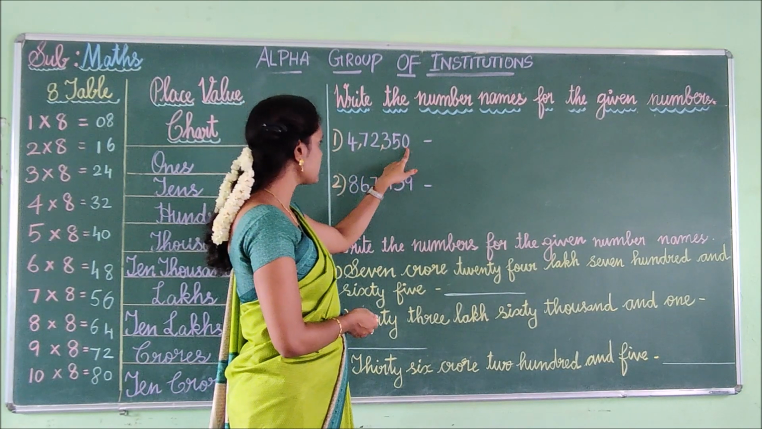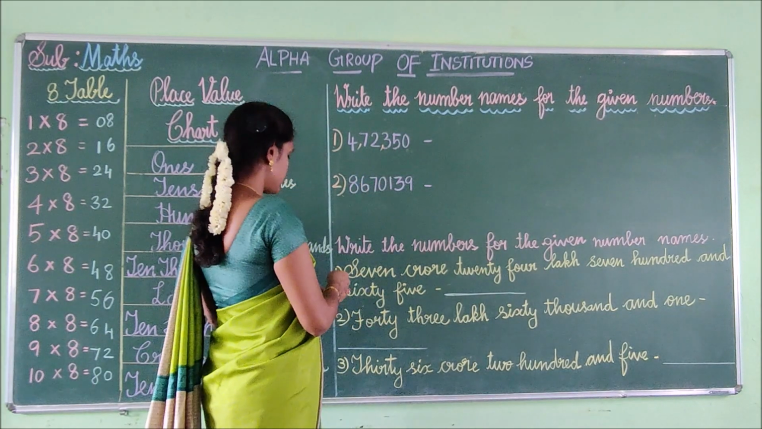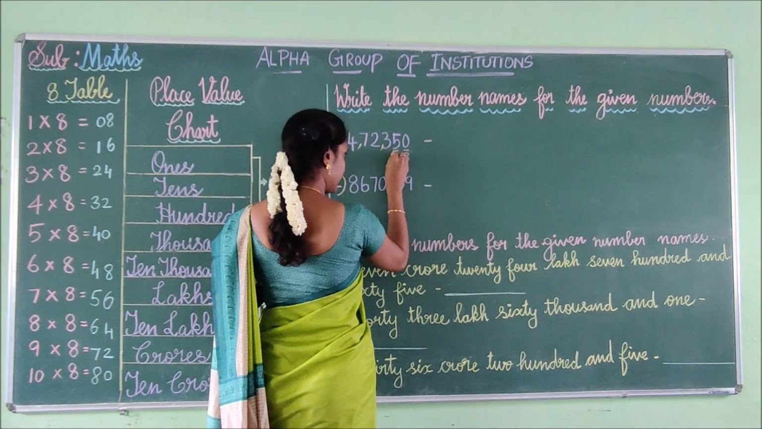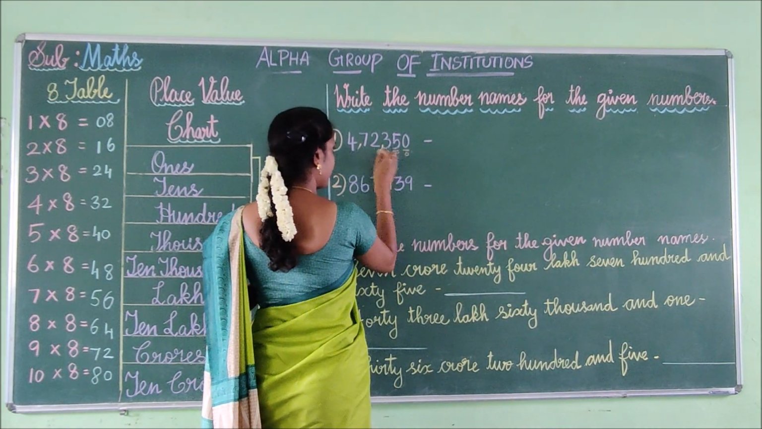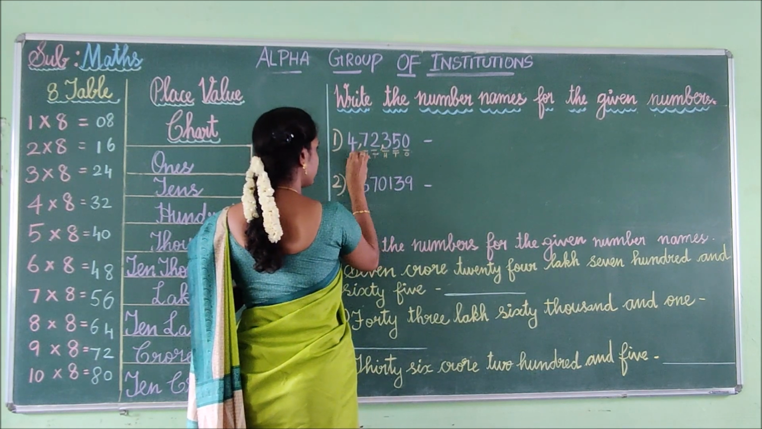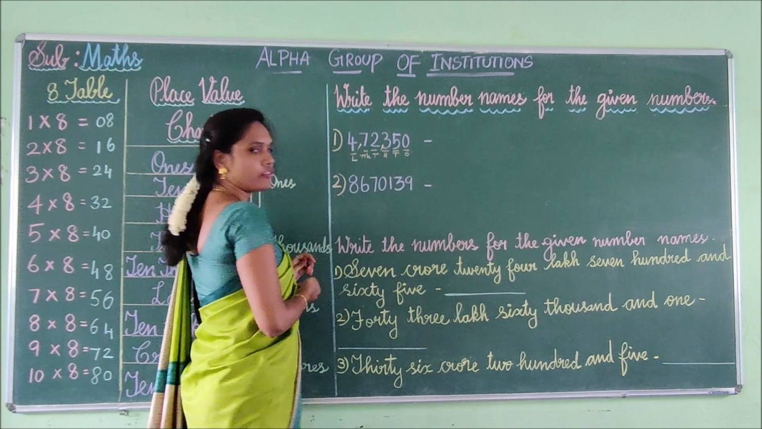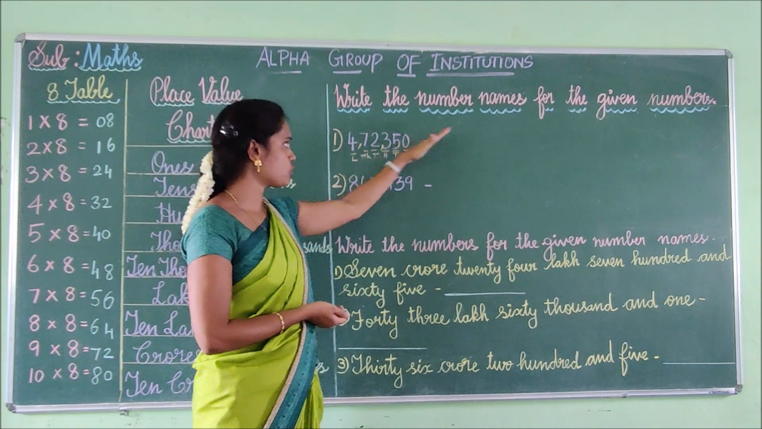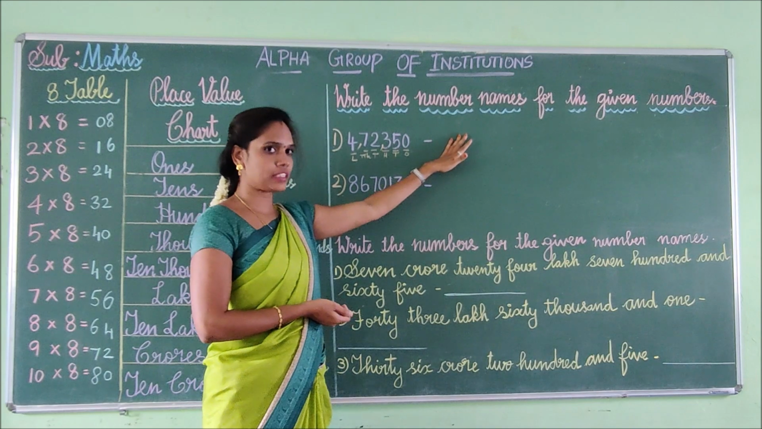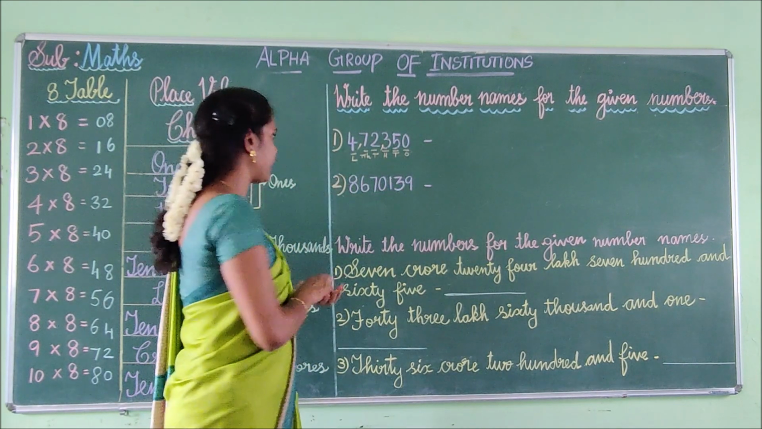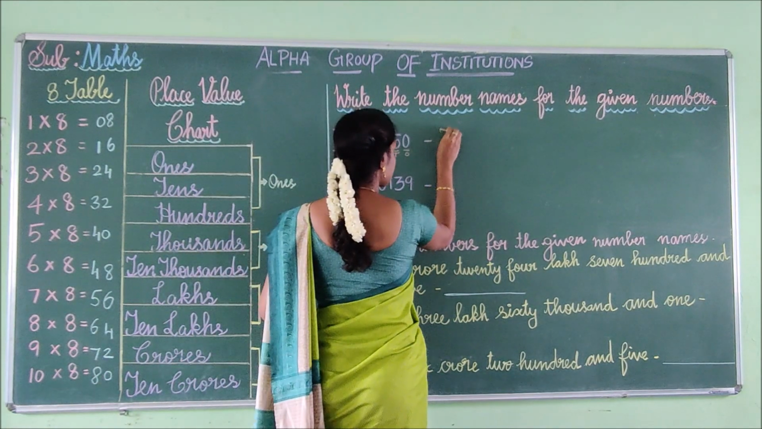See, this is ones. Okay, I'm writing here. Ones, tens, 100, 1,000, 10,000, lakh. So we have the numbers up to lakhs. So we have to start here from lakhs. So how many lakhs here? Very good, 4 lakhs. So write 4.